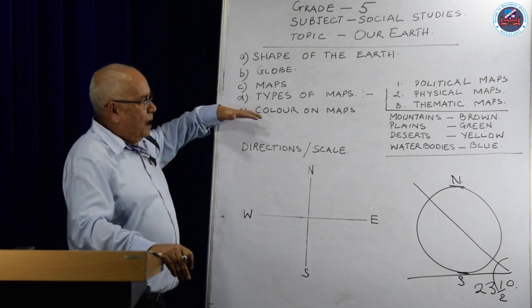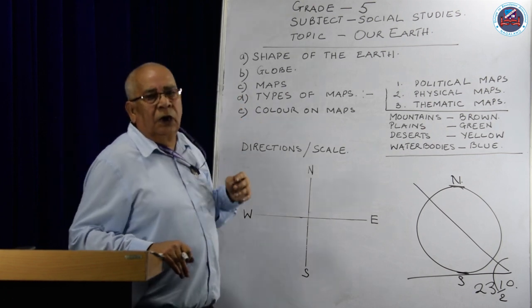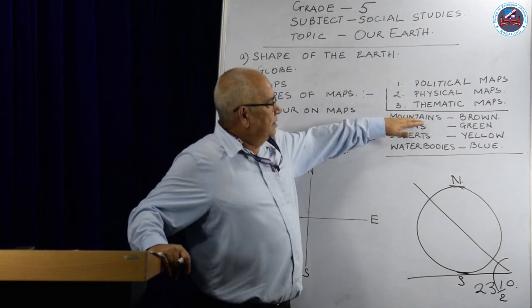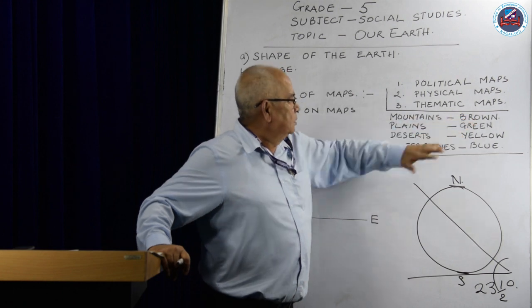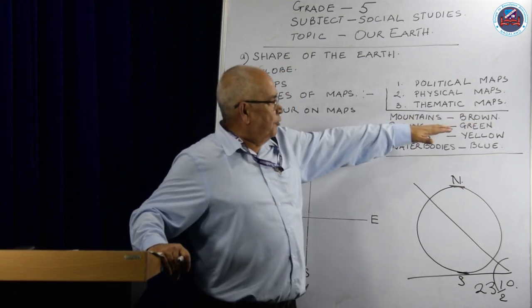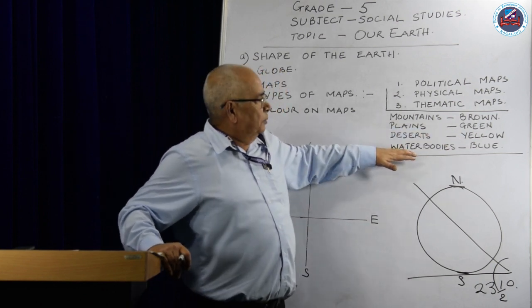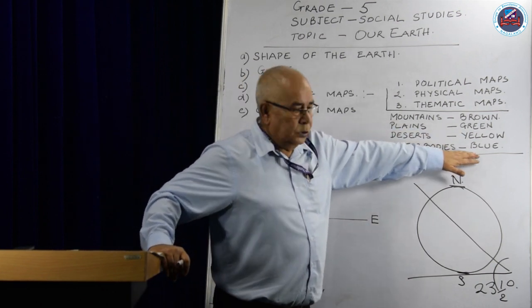Now, whenever we are making a map, we have to follow a color code. And the color code is like this. Mountains are supposed to be brown, plains are green, deserts are yellow, and water bodies are blue.